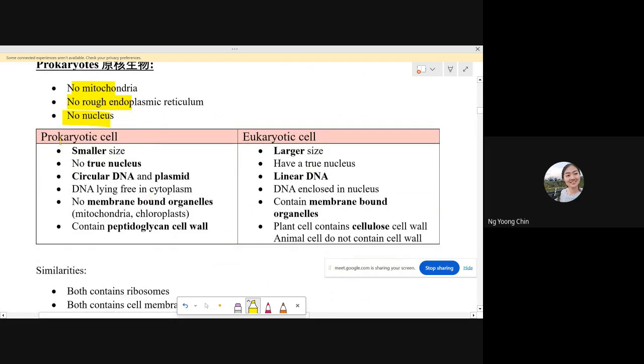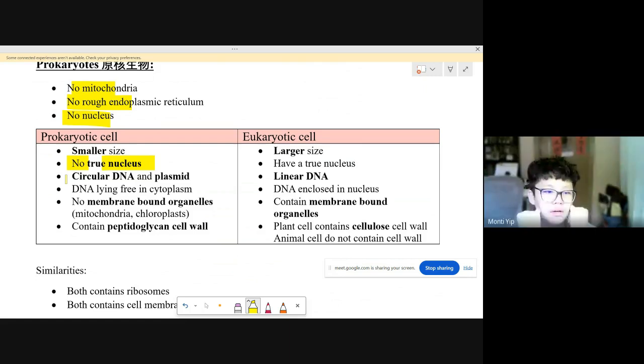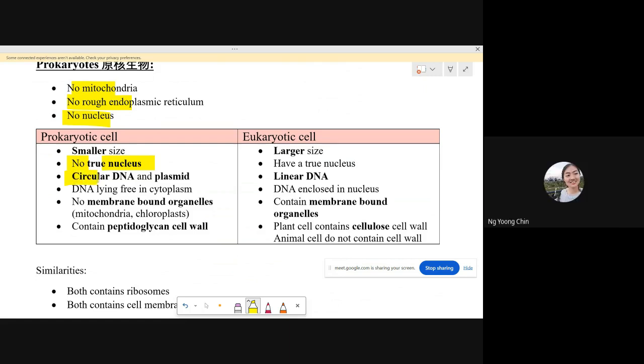So this is how you are able to describe them. Whenever the question asks you to state the structure of the prokaryotic cell, what you should write is that they don't contain a nucleus. Also, they have circular DNA and plasmid. And they have no membrane-bound organelle like mitochondria. And also they have the peptidoglycan cell wall, which is found in all bacterial cells.